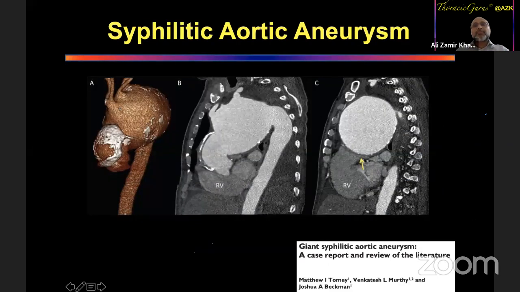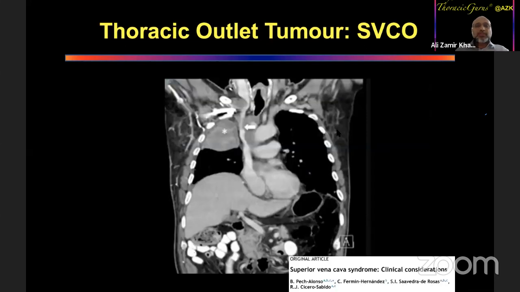So this is an example of a syphilitic aortitis and a large aneurysm of the arch of the aorta, which is going up and compressing on the SVC. This is an area of the SVC. Can you see that? That's being compressed. And this is the one that used to be seen in the last century, but not anymore. These days, we don't see them. They're very rare.